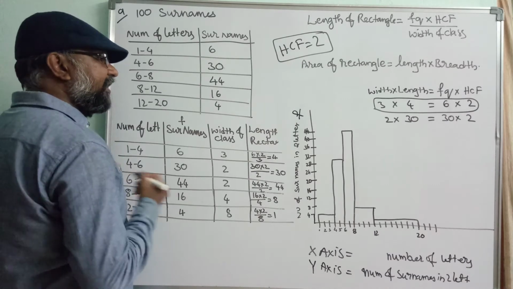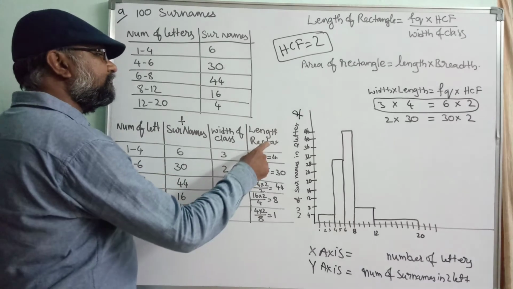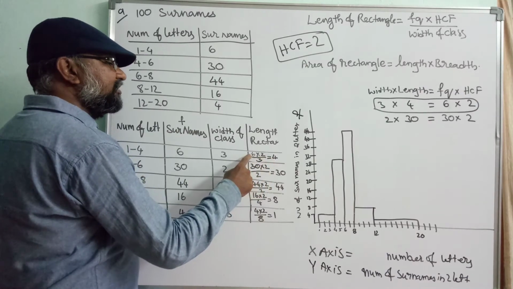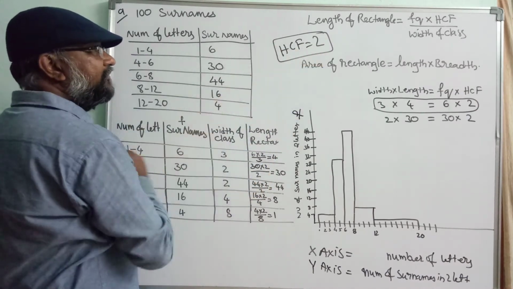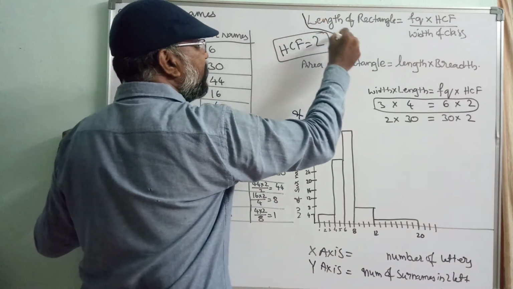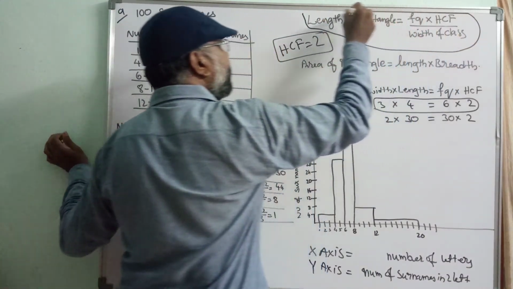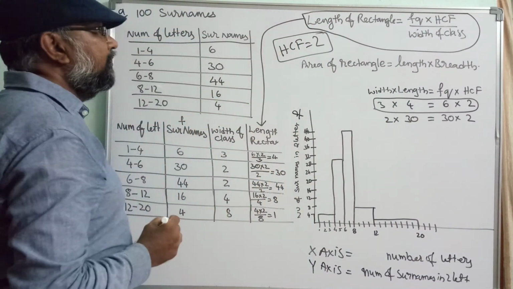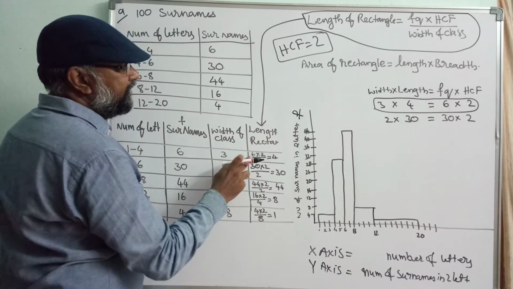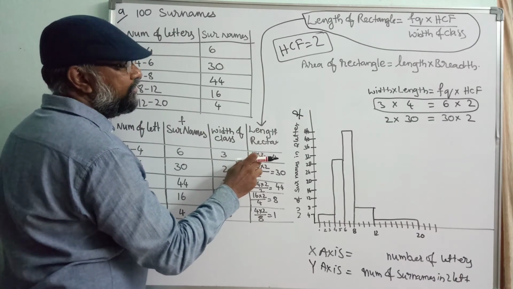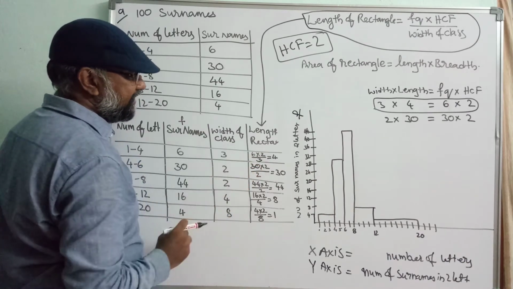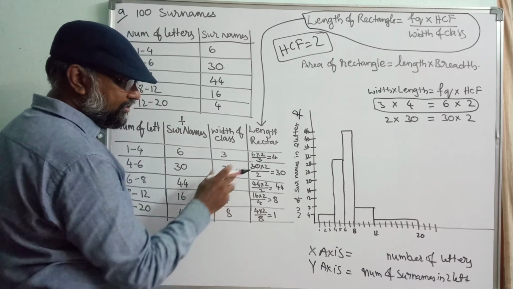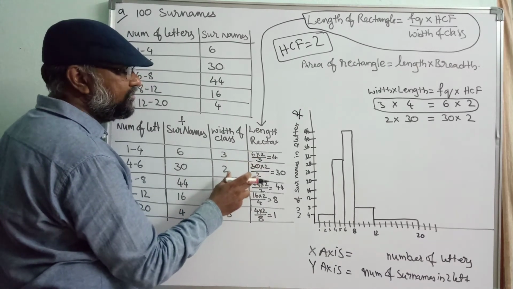So the length of the rectangle is, with the same formula I gave you in the previous video, frequency into HCF divided by the width of the class. This is the width of the class. Then we will get the length of the rectangle. Likewise we have to do the same for the others.